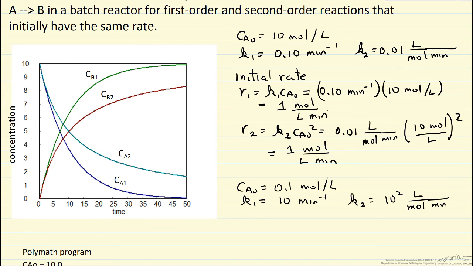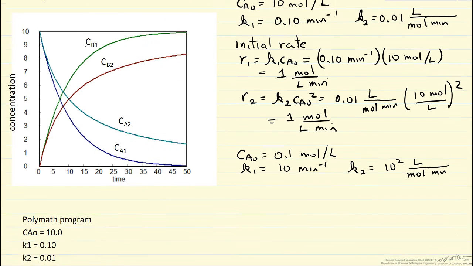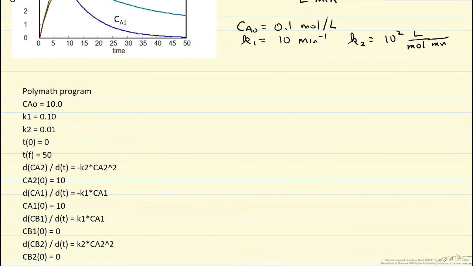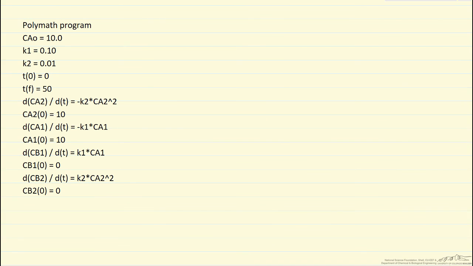Now these curves were generated just using Polymath, so for those who are familiar with Polymath, I've included the Polymath program here that would calculate concentrations of A and B for first order and second order reactions as a function of time.